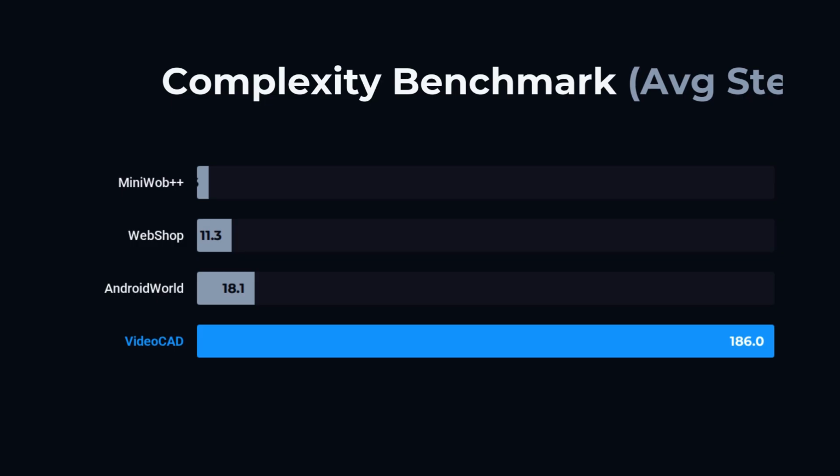When you look at the second comparison table in the sources, the one comparing this to other AI benchmarks, the sheer leap in task complexity is staggering. Oh, the numbers in that table speak for themselves. MiniWob++ has an average task length of, what, 3.6 steps? WebShop is about 11.3 steps. And VideoCAD is 186. It just crushes them.